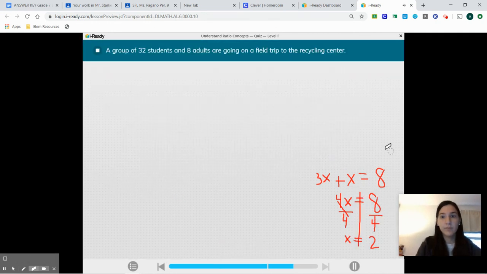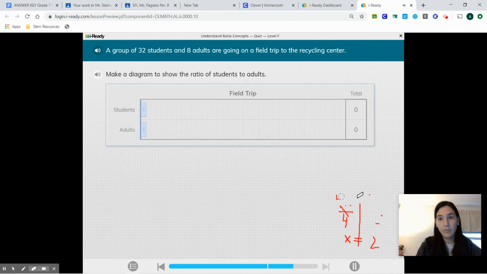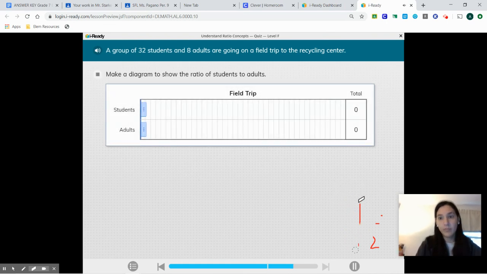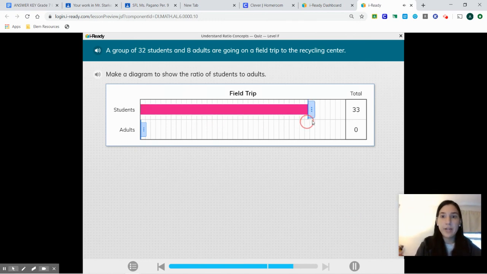A group of 32 students and 8 adults are going on a field trip to the recycling center. Make a diagram to show the ratio of students to adults. Okay, so right here in our problem, they tell us that we have 32 students, so we're going to drag this over till we get to 32, and make sure your total says 32 over here. And now adults is going to be 8, so we want to make sure that that is 8, and we click done.